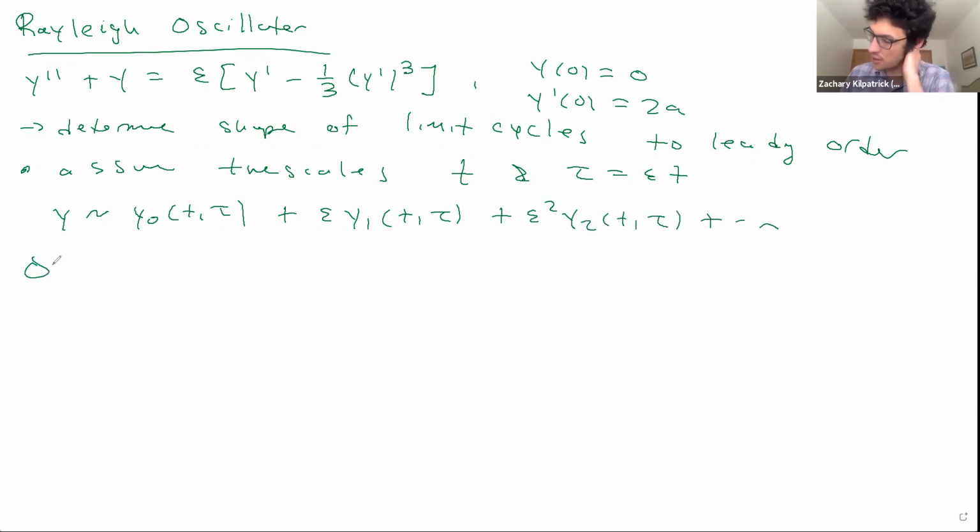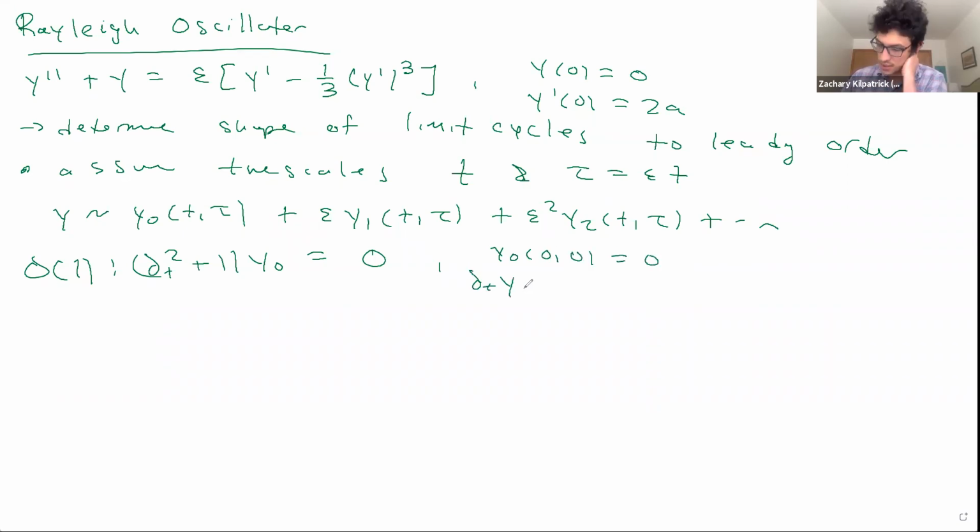So at order 1, if we plug this in, you see here the right-hand side has epsilon. So the leading order behavior is just going to be a standard linear oscillator. y0(0) is going to start at 0, and dt y0(0) is going to be 2a. This means that y0 is equal to some slowly varying amplitude times e to the it plus the conjugate of that, a bar of tau e to the minus it.